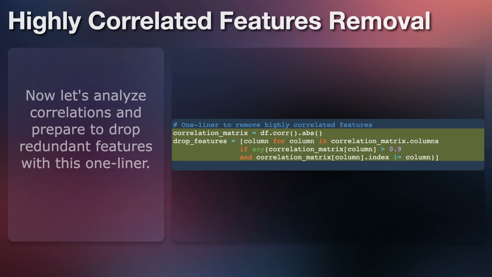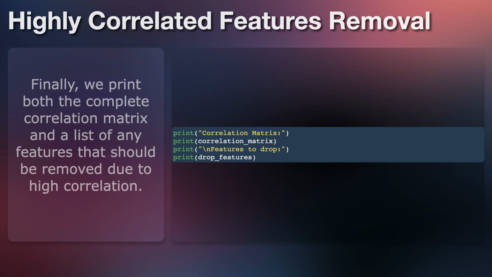Now let's analyze correlations and prepare to drop redundant features with this one-liner. Finally, we print both the complete correlation matrix and a list of any features that should be removed due to high correlation. Next, let's explore how to apply conditional logic to transform data frame columns efficiently.